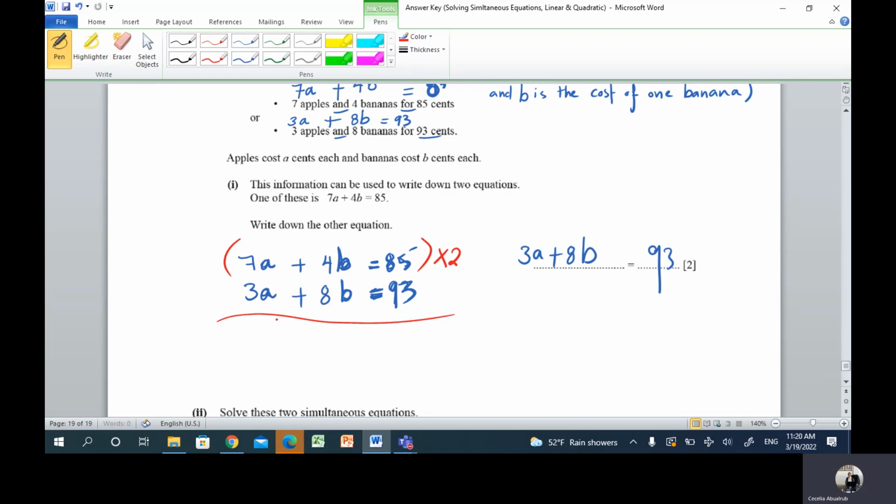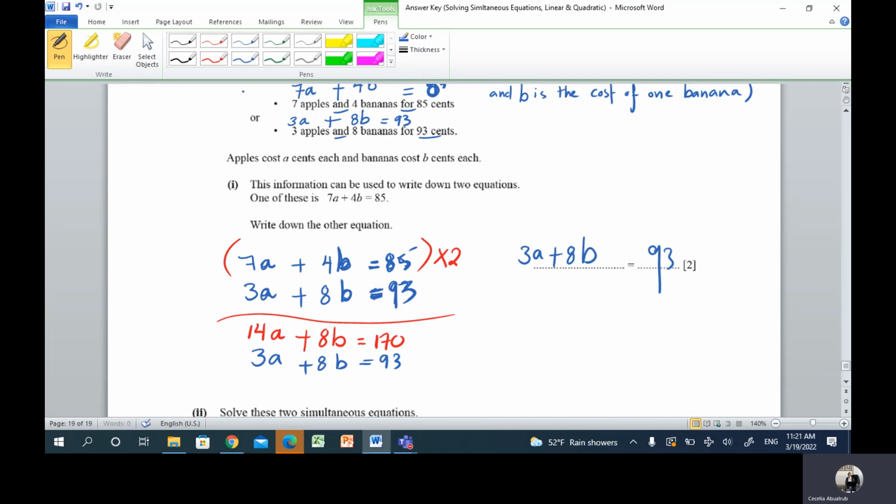So the equation will become 2 times 7A, it's 14A, plus 2 times 4B, it will become 8B, equals 85 times 2, the answer is 170. And we're going to keep that second equation as is. 3A plus 8B is equal to 93. As you can see now, we have B in the exact same coefficient.